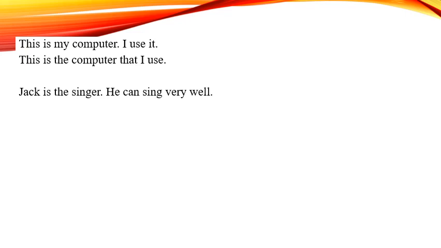Next, this is the singer. He can sing very well. Or we can say the singer can sing very well. We need to combine these together. And this is going to be he can sing very well. Who? We can put the relative pronoun who. This is the singer who can sing very well. You are describing the singer here using the adjective clause. And this adjective clause is introduced by who.